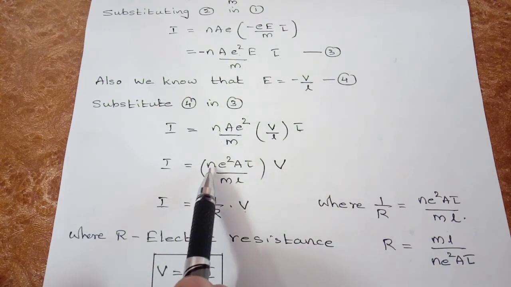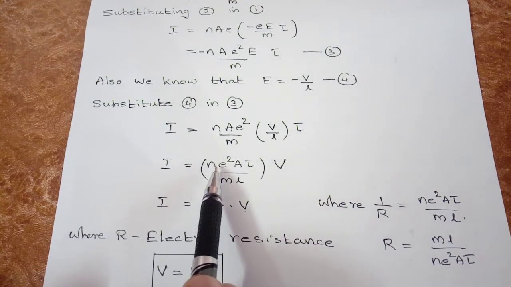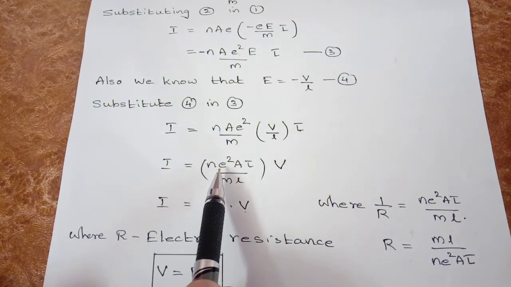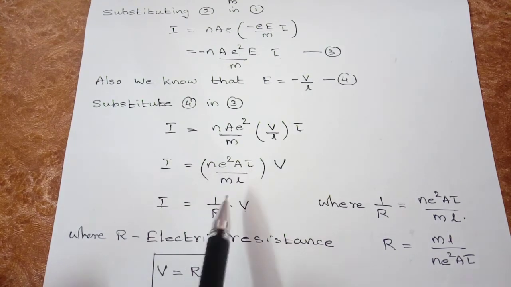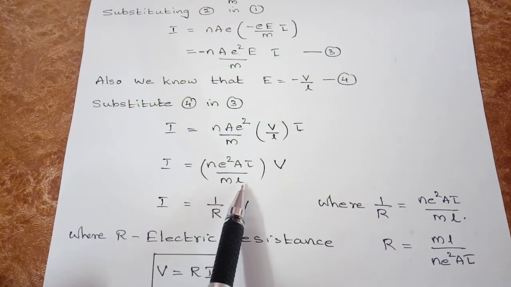Now what is this n? Number density of free electrons in the conductor. Number density of free electrons in a given conductor is a constant. And what is e? Charge of electron. Charge of electron is a constant. And what is A? Area of cross section of the conductor. For a given conductor it is a constant. And what is m? Mass of electron. Mass of electron is a constant. What is L? Length of the conductor. Length of the conductor is also constant for a given conductor.